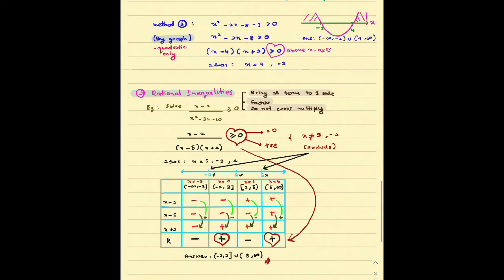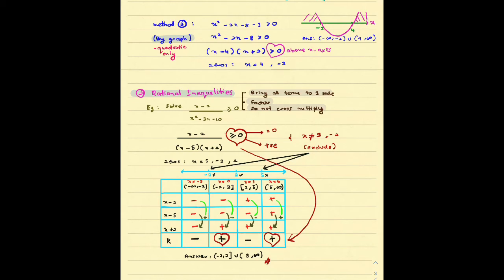Okay, next is rational inequality. Rational inequality, same as quadratic. We must bring all terms to one side, and then factor it completely. And then for rational, we do not cross multiply. Okay, please do not cross multiply, because we are not sure of the value of the factor in the denominator. Because if the value is negative, when we cross multiply, we need to reverse the inequality sign.